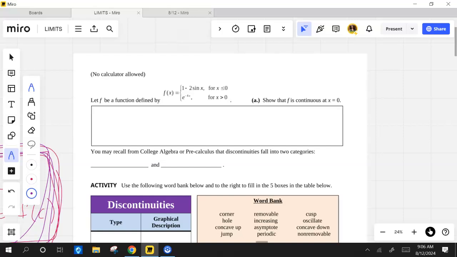Okay, these will almost always be a piecewise function this way. So what it's asking us is, notice the part that says show that it's continuous at x equals 0.